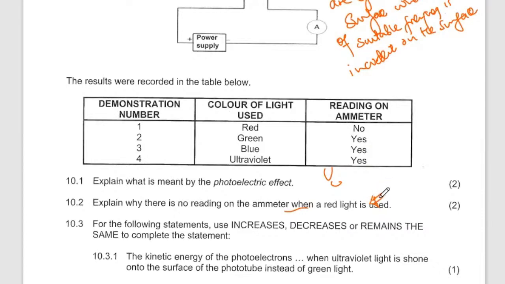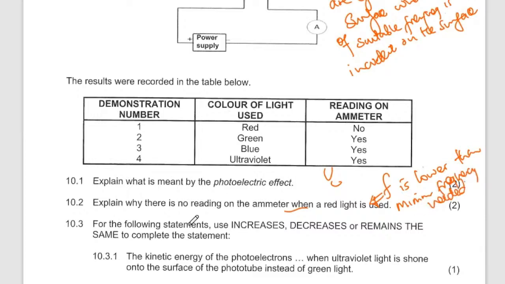So we know that for red light not to show, the frequency is low. The frequency of the red light is lower than the minimum, which is normally known as the threshold, the minimum frequency needed.